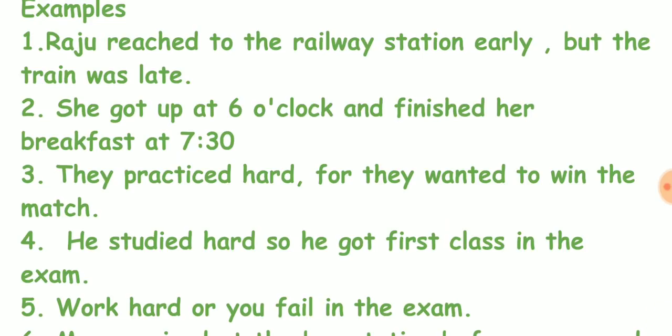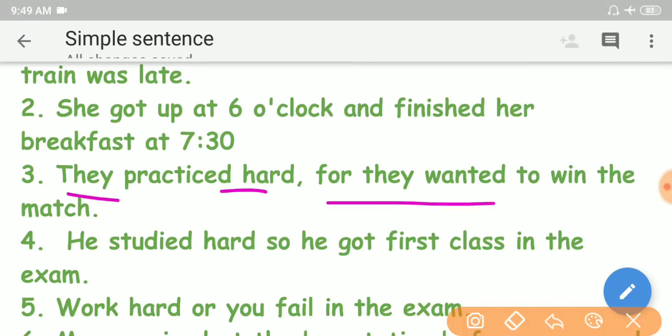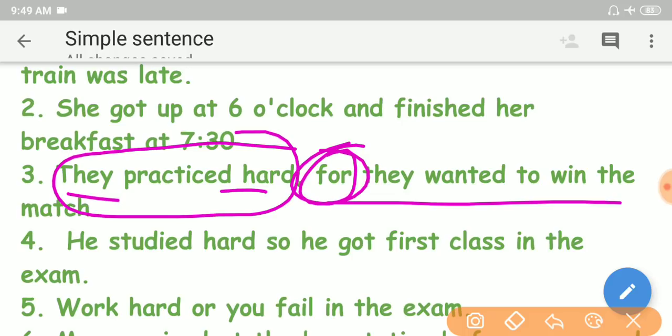At the same time: they practiced hard, for they wanted to win. "For" is used for reasons or purpose. Why did they practice hard? Because they wanted to win the match. So here "for" is the coordinating conjunction. "They practiced hard" can give a complete meaning. "They wanted to win the match" also can give complete meaning. These two independent clauses connected by "for" make a compound sentence, my dear friends.